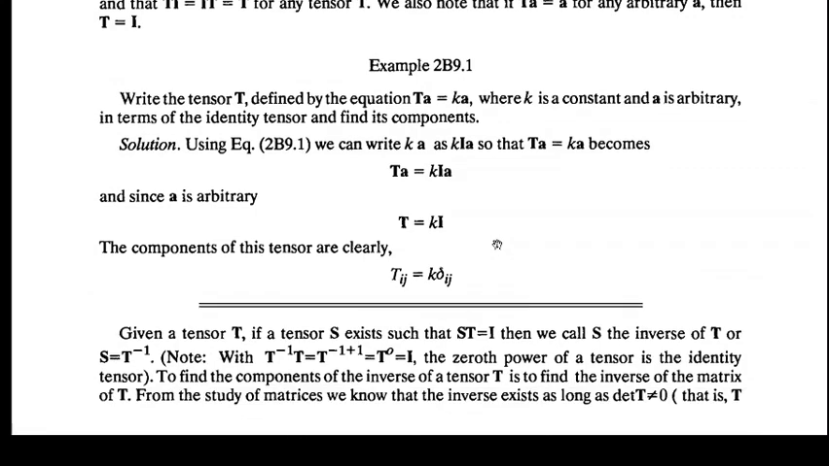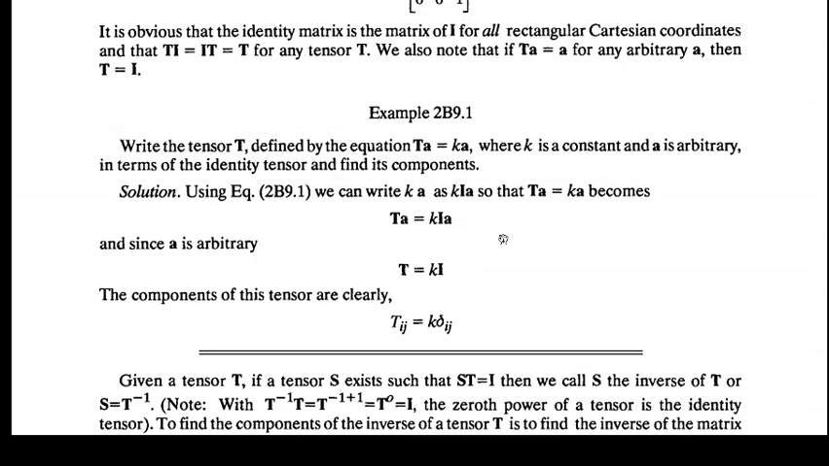This is an example. Write the tensor T defined by the equation T is equal to K times A, where K is a constant and A is an arbitrary vector. Then write this T in terms of the identity tensor.